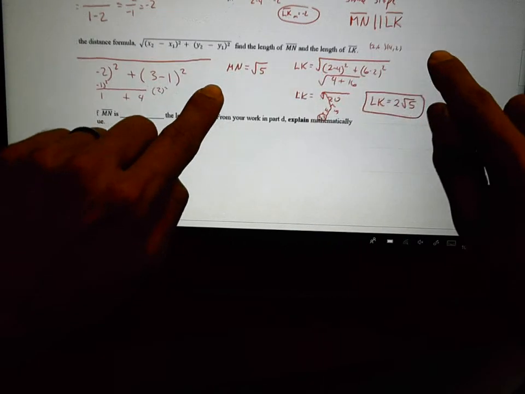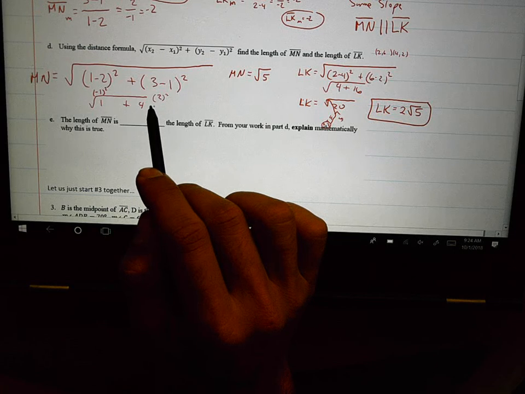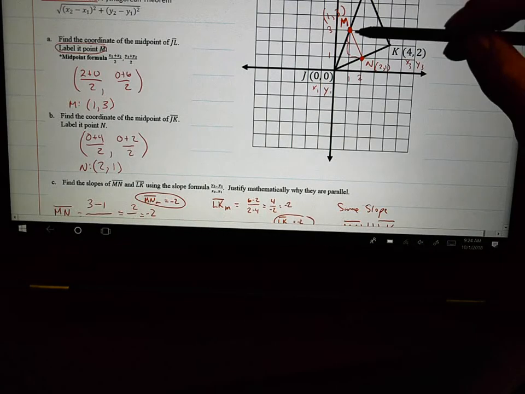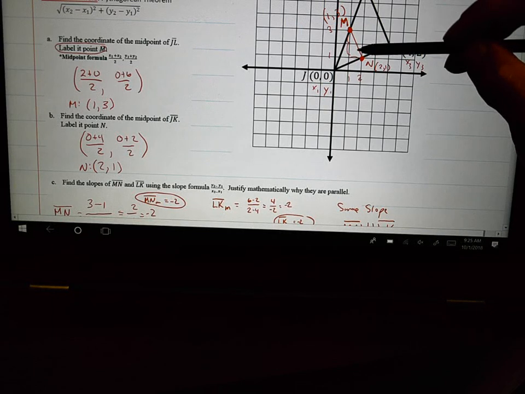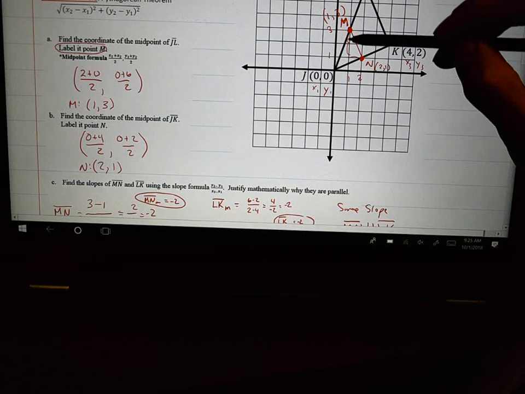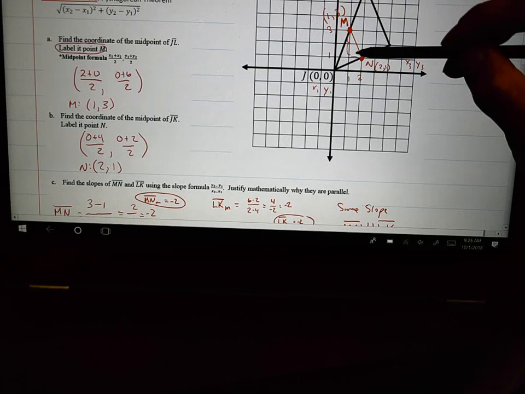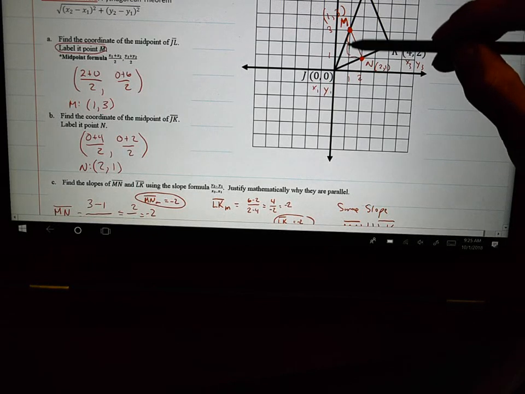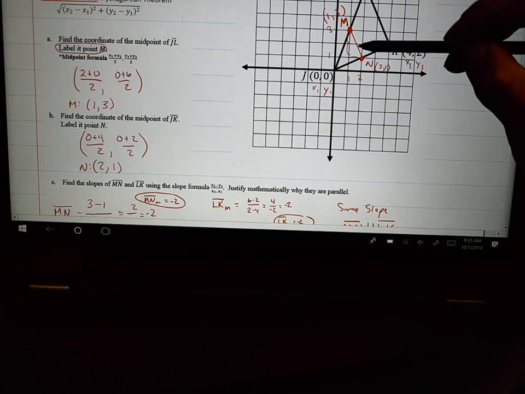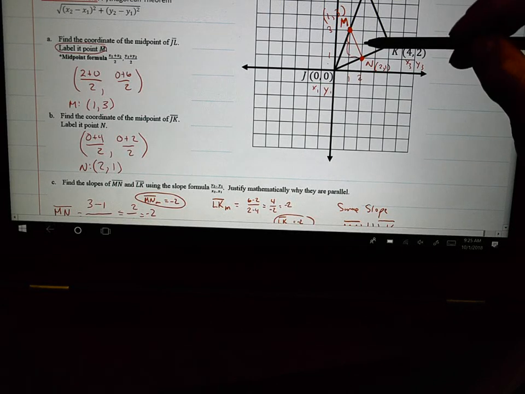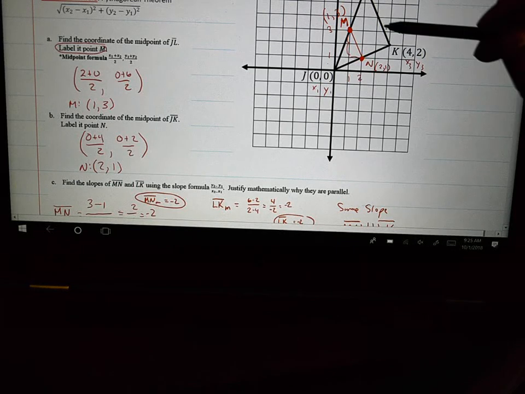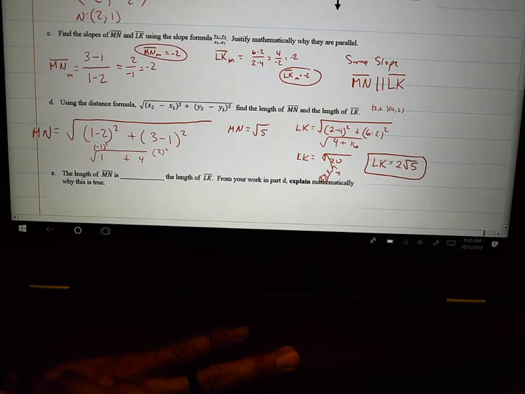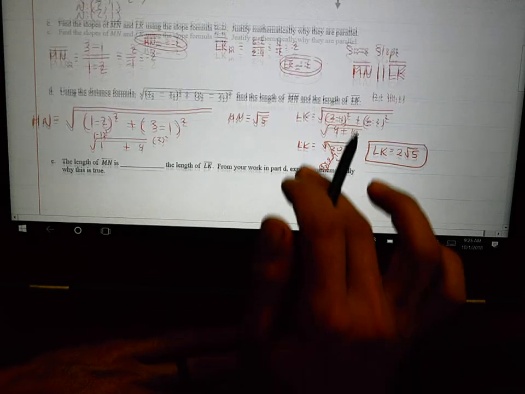Next question. Before I even go to the next question, how long is this? This is the Pythagorean Theorem. a squared plus b squared equals c squared. A squared is 1, 2 squared is 2. This is the square root of it, which is square root of 5. Same thing here. 2 squared plus 4 squared is equal to this squared, which is 2 root 5. Kind of stuff I want you to see.